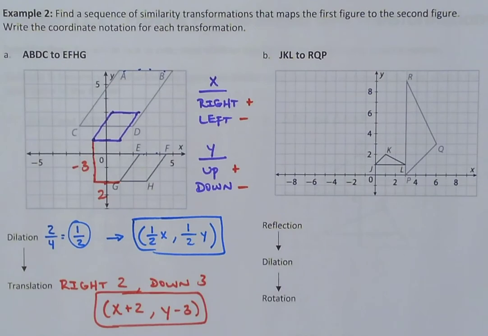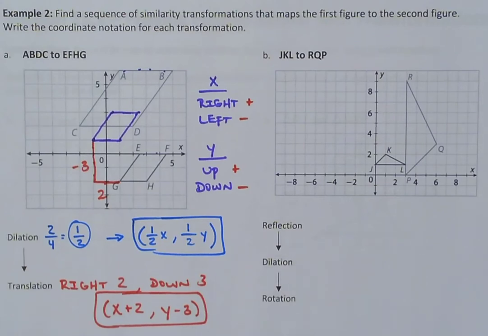So the nice thing about these problems on the homework is they do give you some guidance on what transformation you need to do. From there, you just have to figure out what happened and then write the coordinate notation. So they will give you the transformation, whether it's a reflection, rotation, translation, or dilation. You just have to determine what specific dilation, translation, reflection, or rotation occurred, and then provide that coordinate notation.